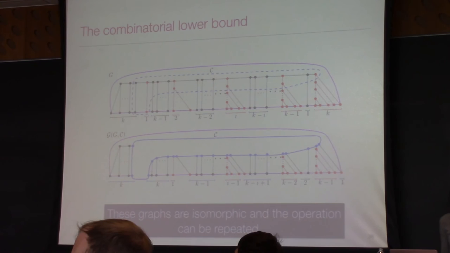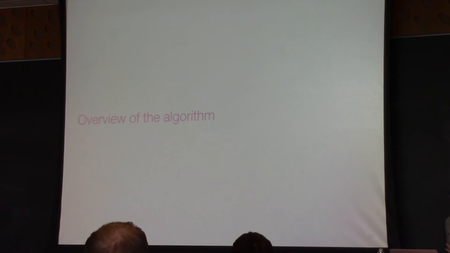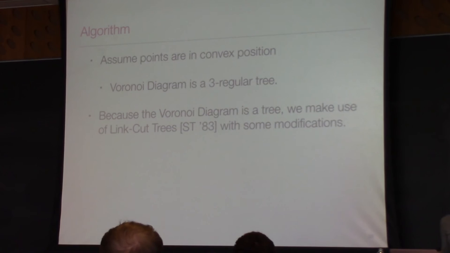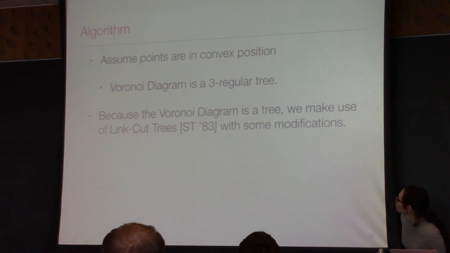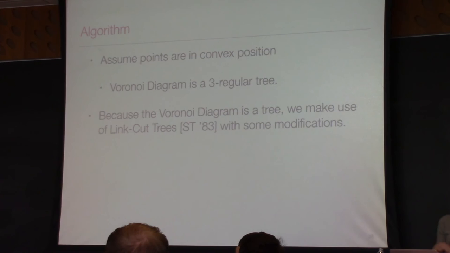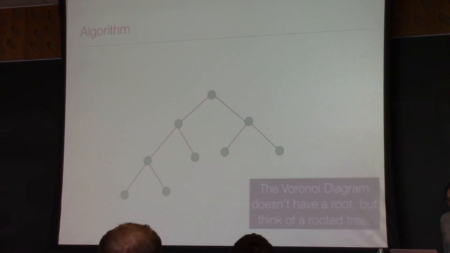Thank you. All right. So we'll go through the algorithm very briefly. I'm probably going to gloss over some parts of it, because I just wanted to go over a little bit of how it works. Again, we're assuming the points are in convex position, which is a huge restriction. But the reason we do that is because then the Voronoi diagram is a three-regular tree, or a binary tree. Because the Voronoi diagram is a tree, we can make use of link cut trees, which are a construction of Sleator and Tarjan, and we modify them and add some functionality in order to use them for this purpose. We are highly dependent on the fact that we have a three-regular tree, and that's why we need convex position. So let's say our tree looks like this.